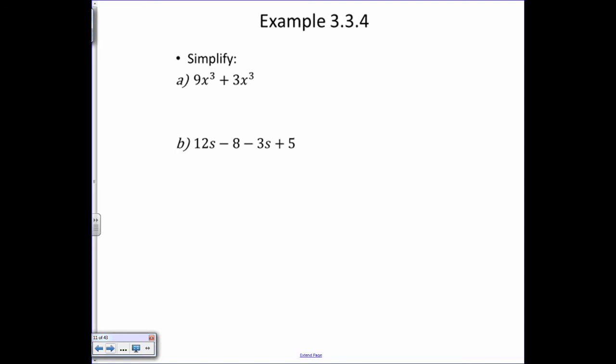So here we want to just simplify by adding like terms. We have 9x cubed plus 3x cubed. Well, they both have x cubed, and so they're both like terms. So we can say 9x cubed plus 3x cubed. We're just going to add the coefficients and keep the variable the same. So 9 plus 3 is 12, x cubed.